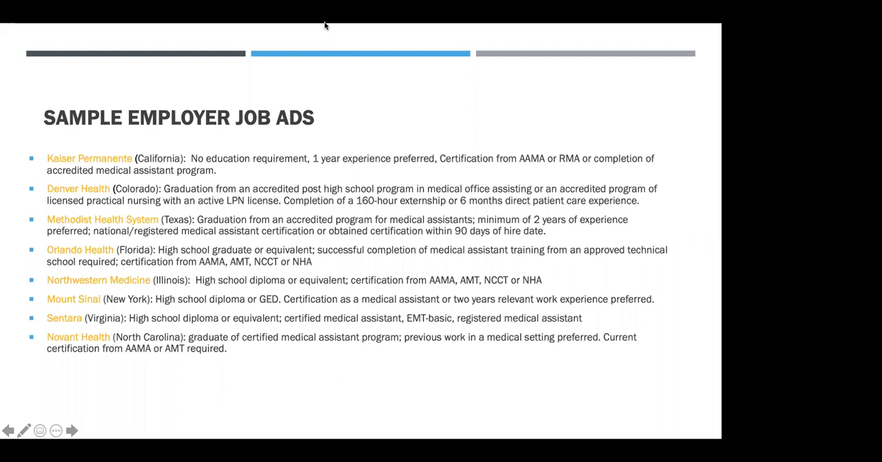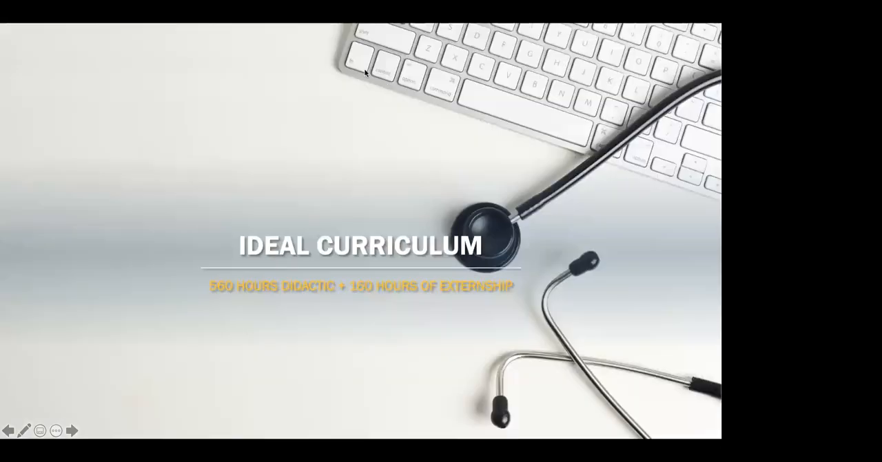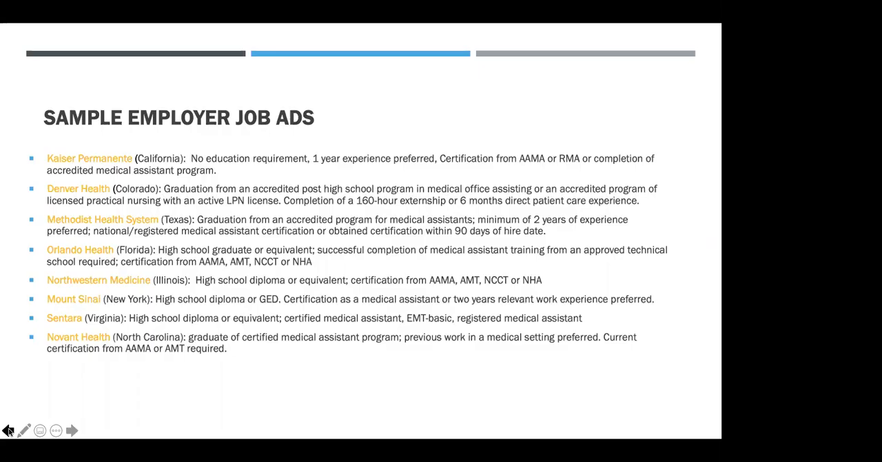So for instance, in the state of California, there's no education requirement, although they do prefer 1 year of experience. But for certification, they do require certification from one of two agencies, and they've listed them here. The RMA is actually the certification offered through AMT. Or completion of a program.